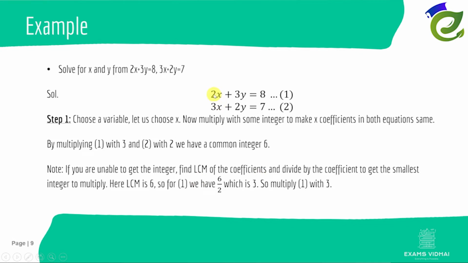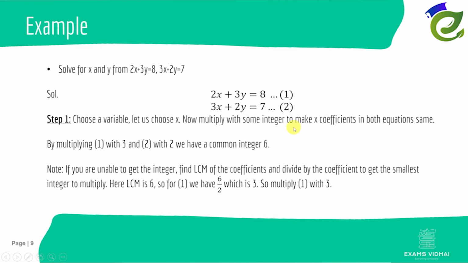The coefficients here are 2 and 3. So what is the LCM? 2 and 3 are both prime numbers, so just multiply them, and we'll get 6. Then divide the LCM by the coefficient to get the smallest integer to multiply. So here the LCM is 6. For equation 1, if I divide 6 by 2, I get 3. So I'm going to multiply this equation by 3 and this equation by 2.